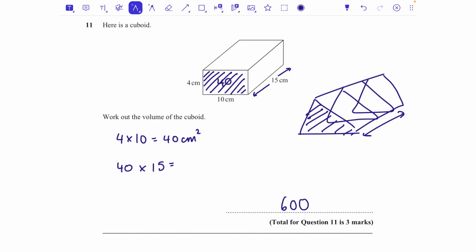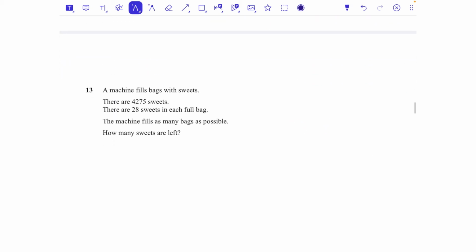Now we've got no units on the answer line here, so we need to make sure that we put some. If it's volume and we're working in centimetres, that's going to be centimetres cubed. 600 centimetres cubed.